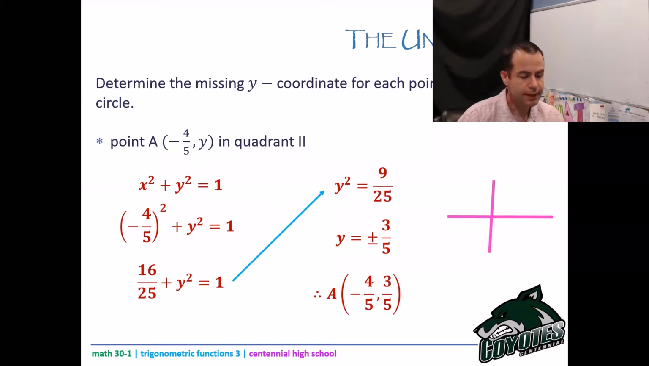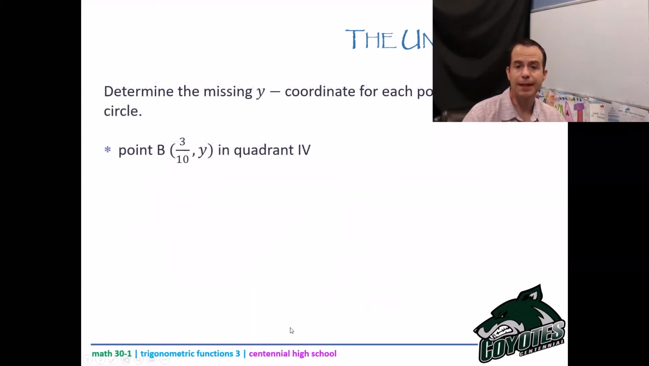Okay, next up, I just want to erase that ink, sorry. Okay, next up, same question, but now it's going to be point B. I've got 3 over 10, comma, y, and I'm in quadrant 4. Pause me and do it yourself. See if you can do it without a calculator, because that'd be fun.